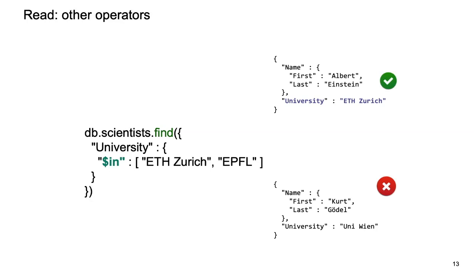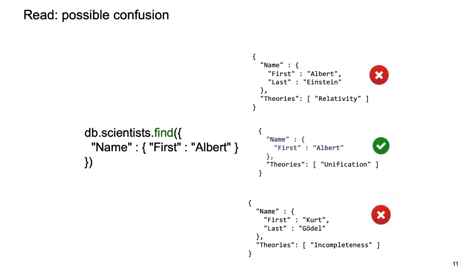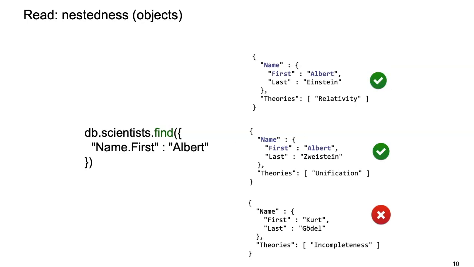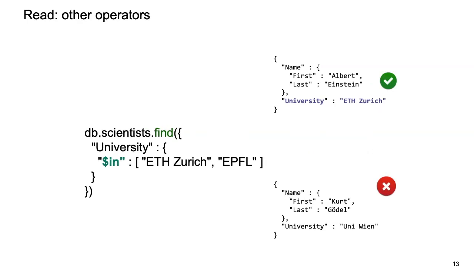So is the dot character just the same thing as the in operator, or is there a difference? The dot, this one here? Yeah. Is it the same as the in operator? Oh, the in operator. Not exactly. So the in operator is basically the same one as you have in SQL. It's basically like an or, saying university in ETH Zurich, EPFL is logically equivalent to saying university is ETH Zurich or university is EPFL, right? That's what $in would mean here. Does it answer your question?